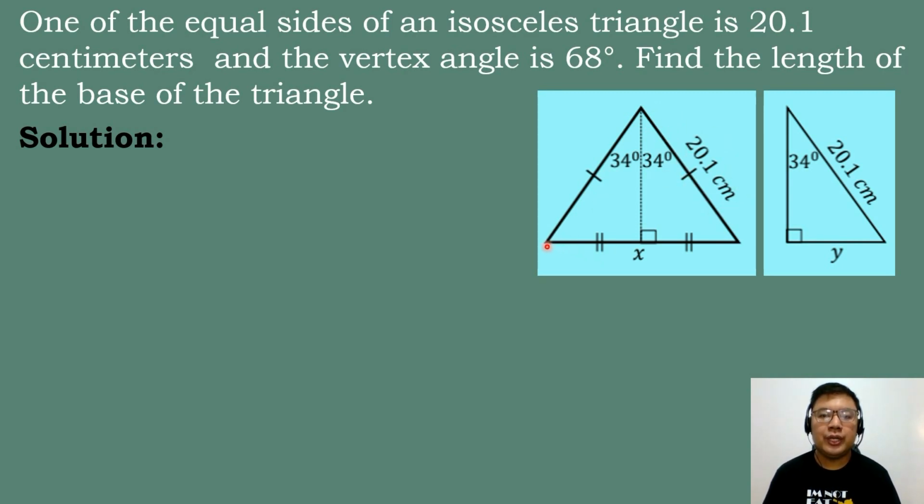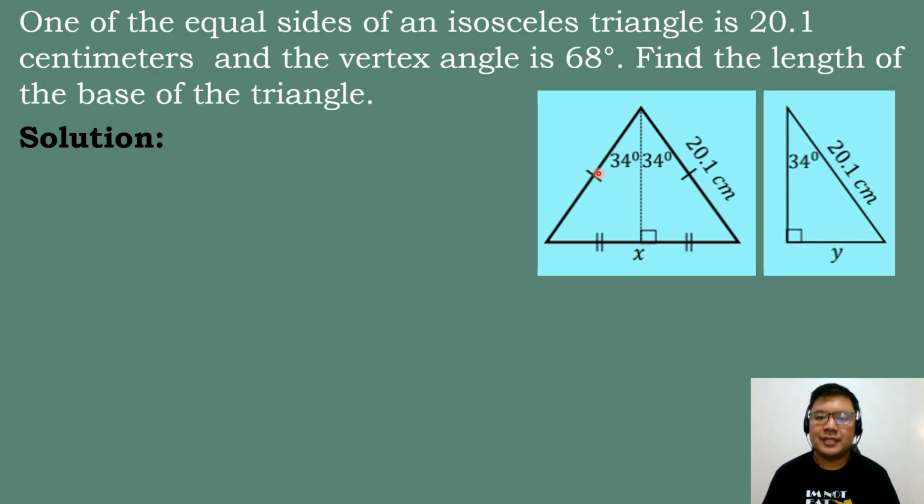And we are looking for the base of the triangle, this one. So for us to apply the trigonometric ratios, we need to construct a right triangle. We can construct a right triangle by drawing an altitude here. So if we construct an altitude here, we will have a right angle. And if we have a right angle, then this will be a right triangle. So we will be using this right triangle.